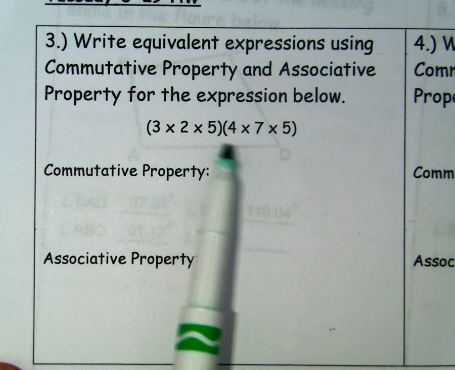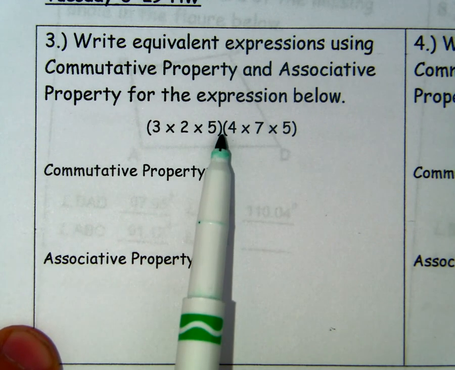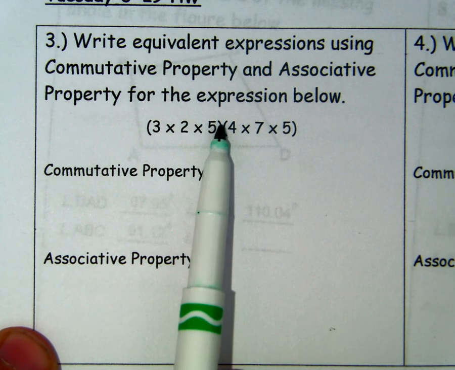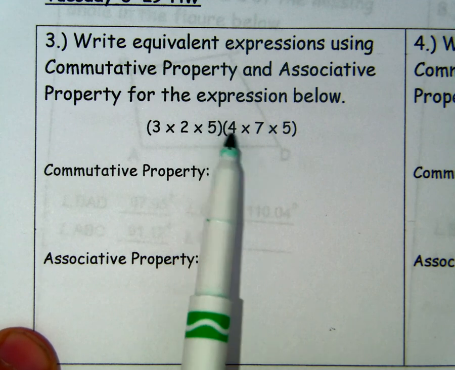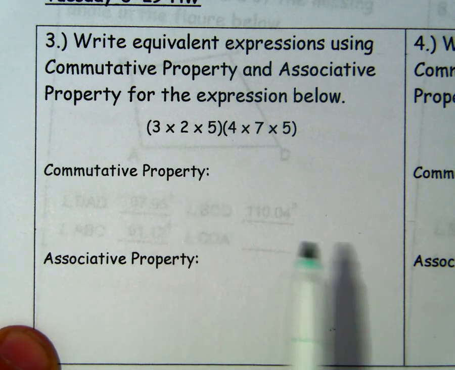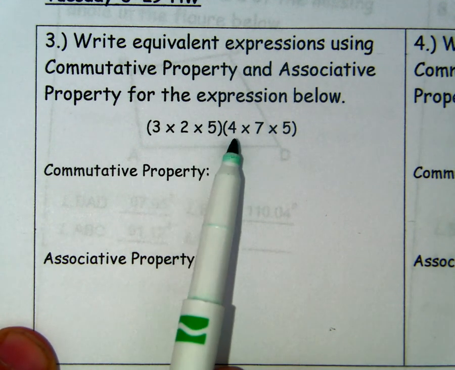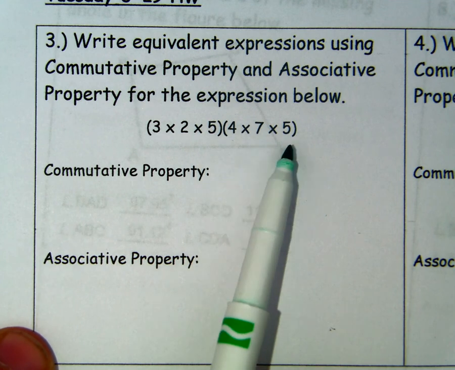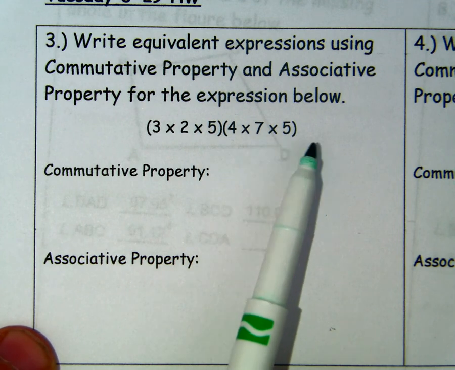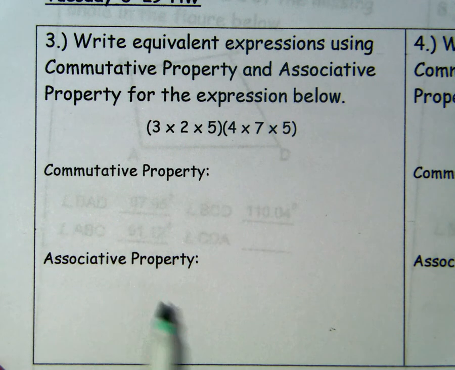Now, just to clarify this expression, the operation that's in between the 5 and the 4 here, since we have one parentheses set next to another set of parentheses, that invisible operation there is always going to be multiplication. So I can reread this expression as 3 times 2 times 5 times 4 times 7 times 5. And since it's all multiplication, I can use commutative property and associative property to make equivalent expressions.